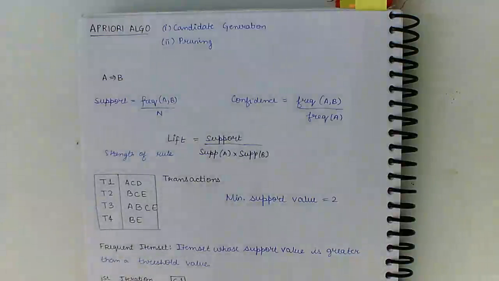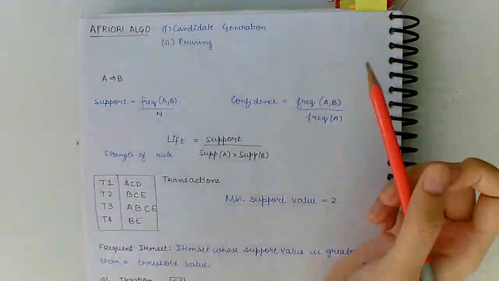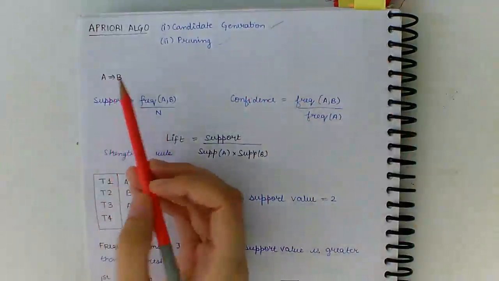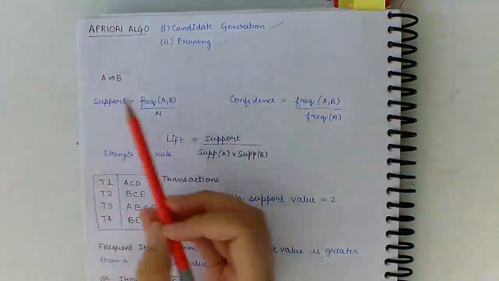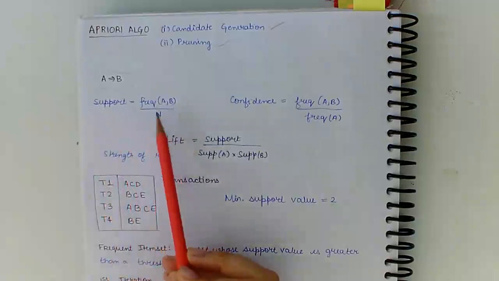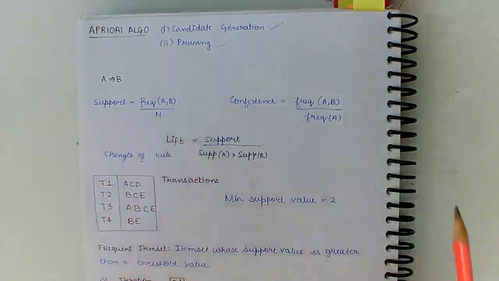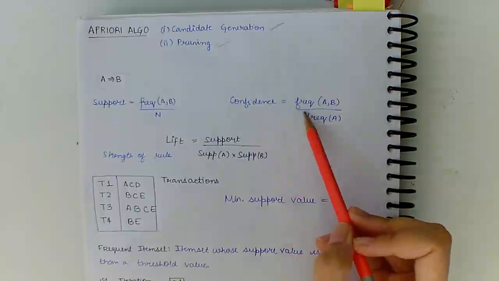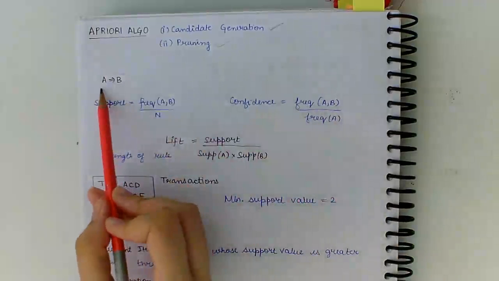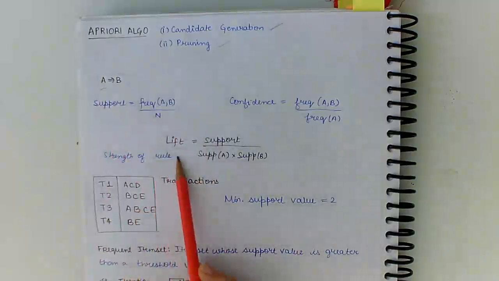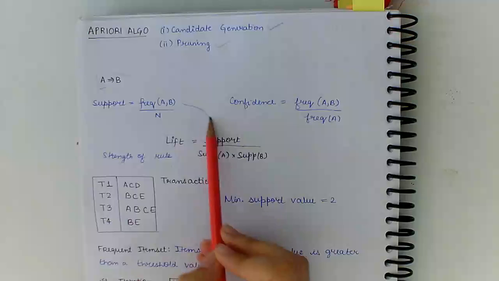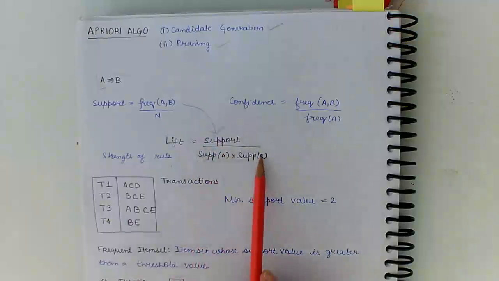We are going to start with the Apriori algorithm, and the two important steps in this algorithm are candidate generation and pruning. If a rule, that is A gives B, is given, then the support can be calculated by frequency of A comma B divided by n, the total number, and confidence can be given by frequency of A comma B divided by the frequency of A. Remember that A is on the left side of the arrow. And lift, which is the strength of the rule, can be calculated by the support divided by the individual support of A into support of B.